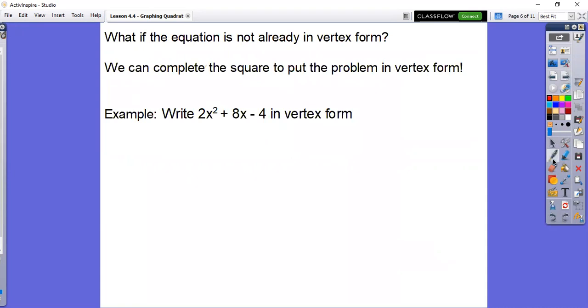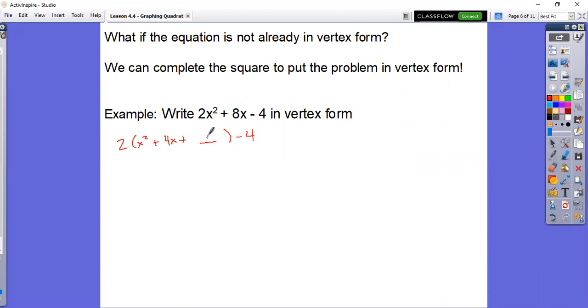All right, so the question then becomes, what if the quadratic is not already in vertex form? Well, we've done something before that will allow us to put it into vertex form, and that's completing the square. So what I would do is I would complete the square. I'm going to factor the 2 out of the linear and quadratic terms. So I've got 2 times x squared plus 4x plus something, minus 4.